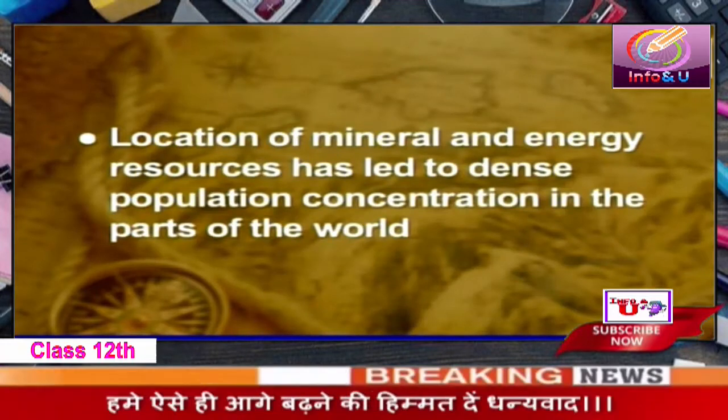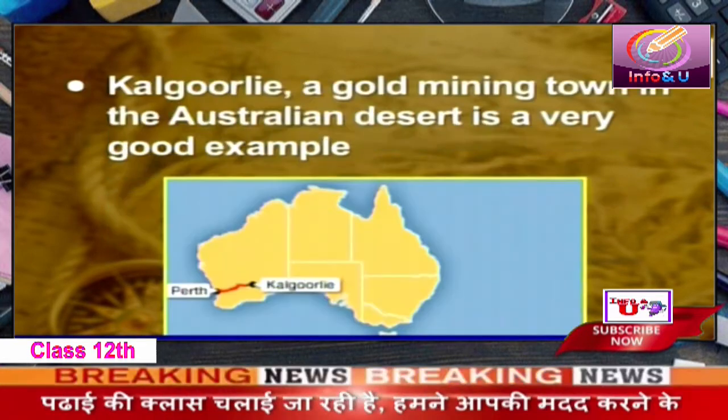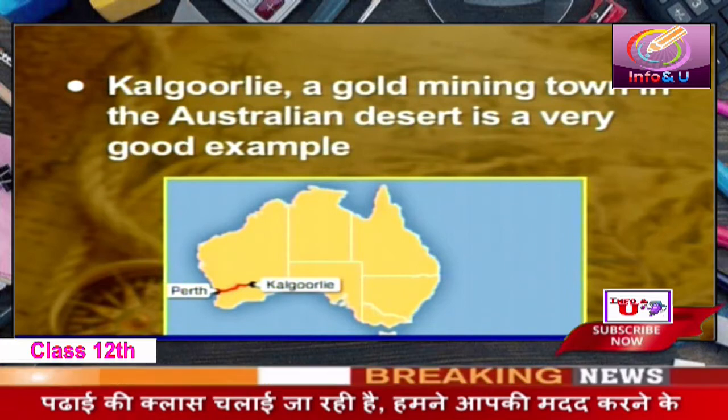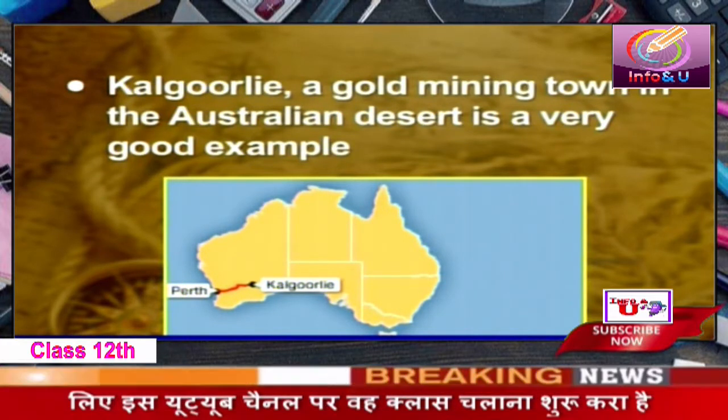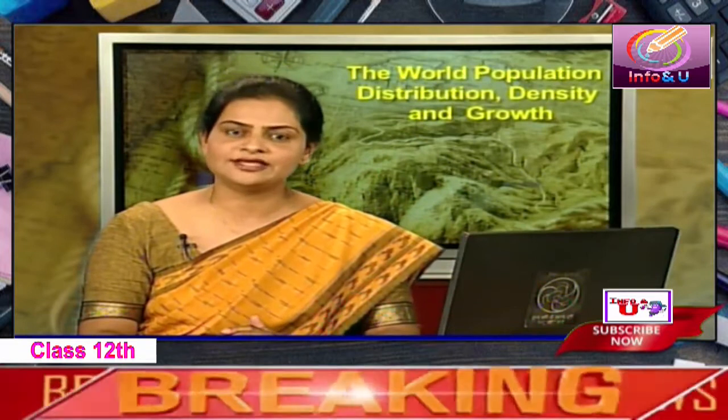Location of mineral and energy resources has led to dense population concentration in parts of the world. Kalgoorlie, a gold mining town in the Australian desert, is a very good example in this regard. Many more examples can be cited from elsewhere in the world. However, the influence of mineral and energy resources on population distribution depends upon a wide range of social and economic factors.